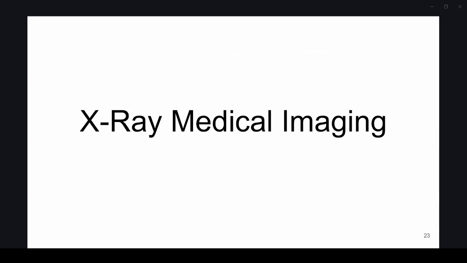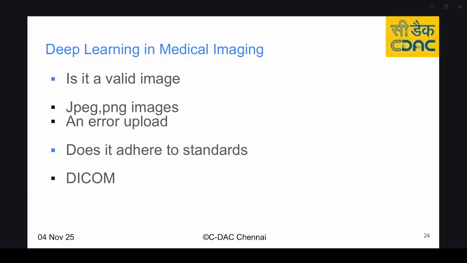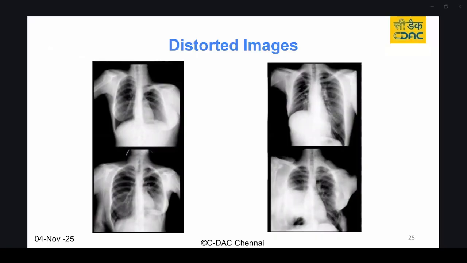Coming specific to X-ray medical imaging, here are the things you have to concentrate on when you build an AI engine. First, you have to check whether it is a valid X-ray image. It should be either in JPEG or PNG format, or a DICOM format image, which has the .dcm extension. Only then should we accept it.